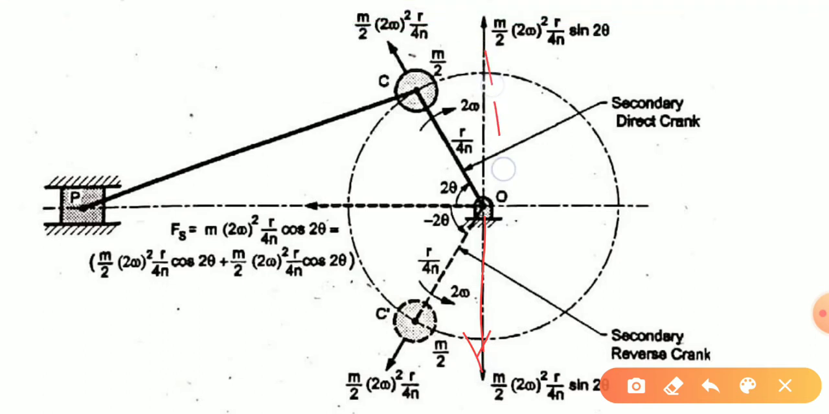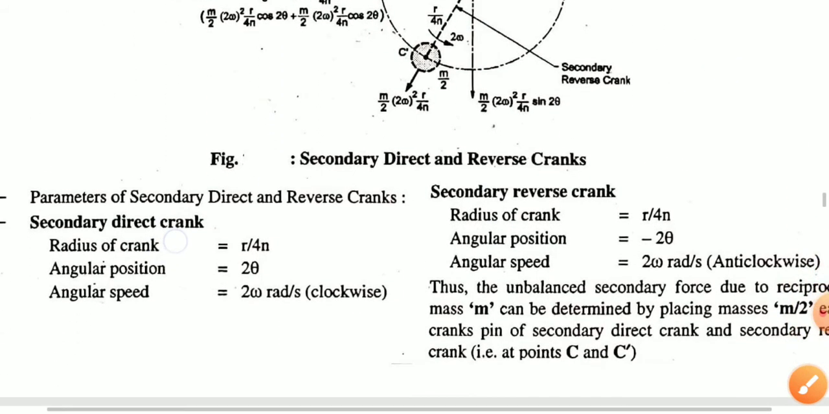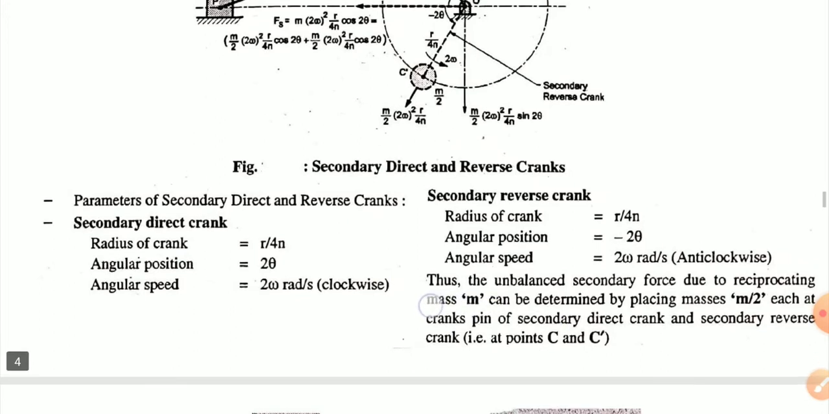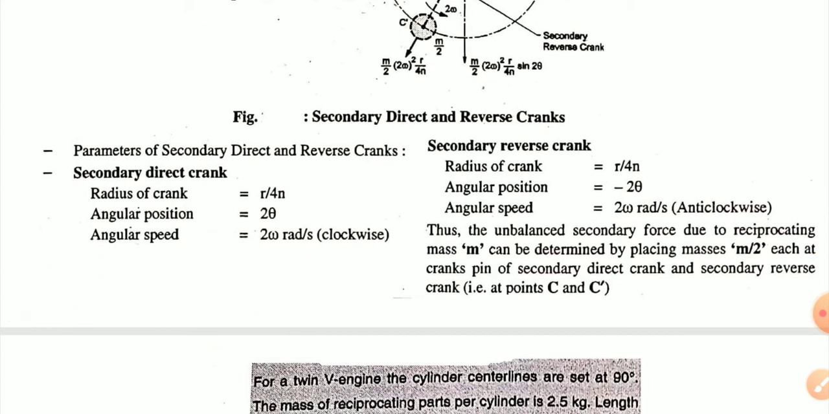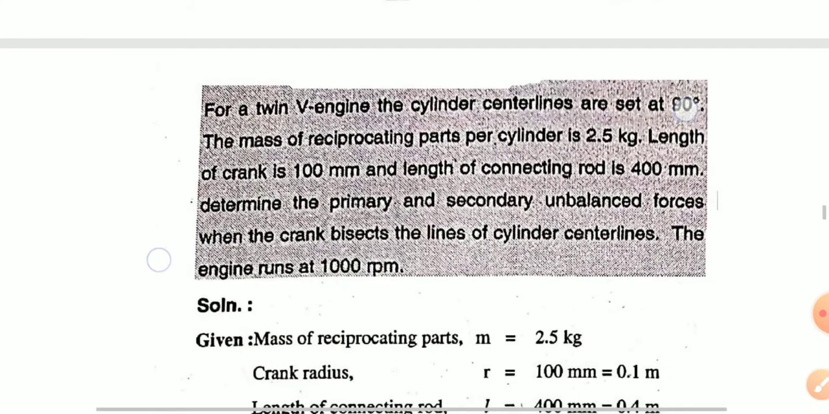So they will be automatically balanced. So this is the secondary direct and reverse crank. The unbalanced force due to the reciprocating mass can be divided in two parts. So this is the difference between the secondary direct crank and reverse crank. Now we can learn this from an example.